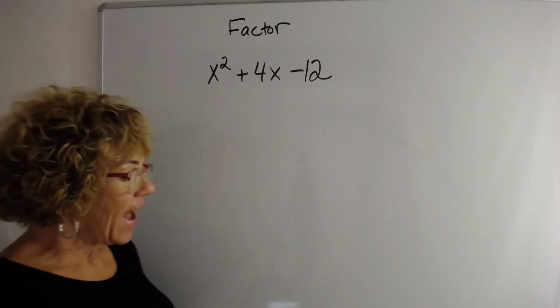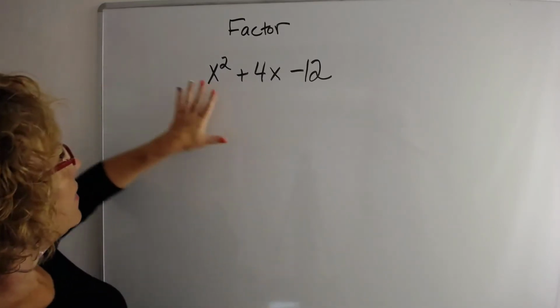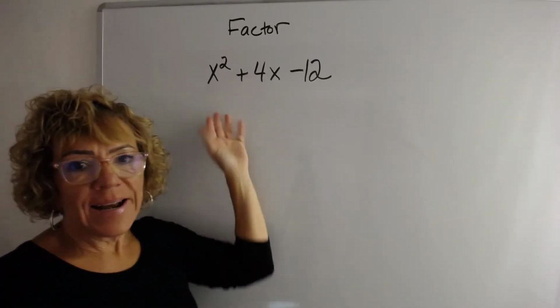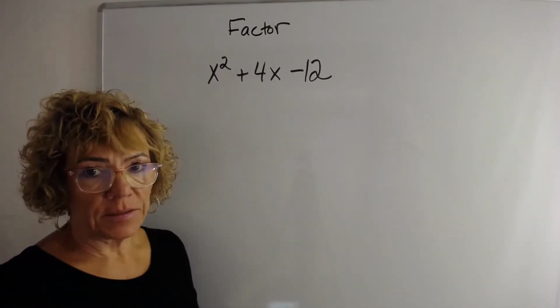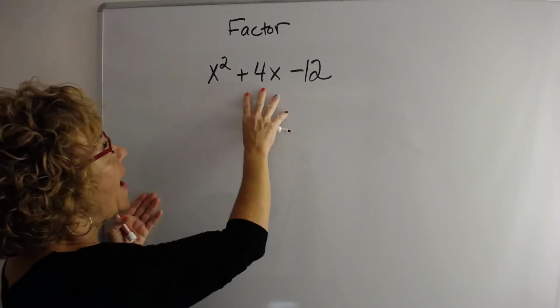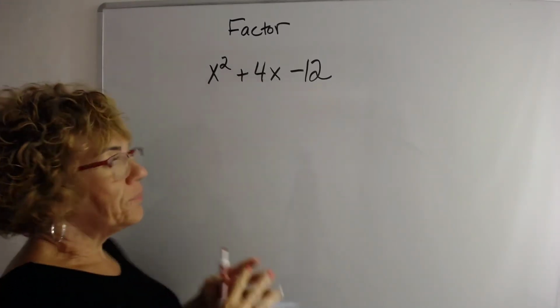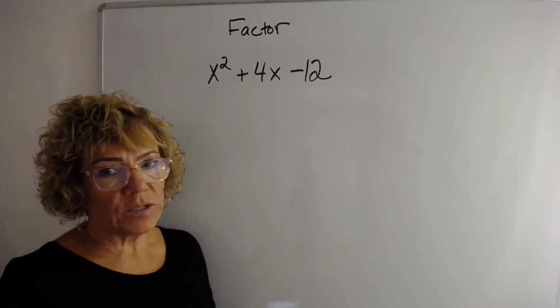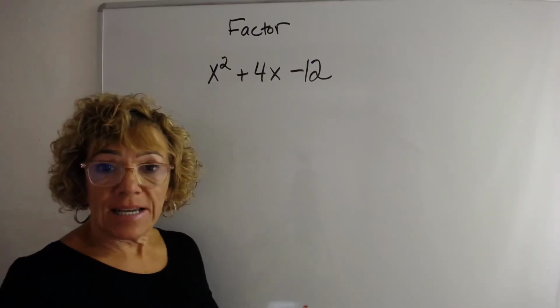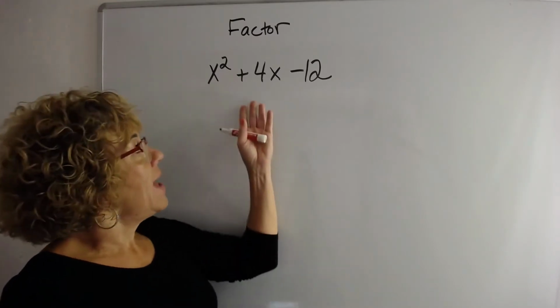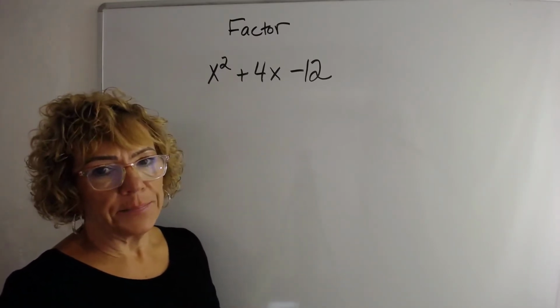Today, we are factoring trinomials where that lead coefficient is 1, and I call these easy trinomials. We're going to factor x squared plus 4x minus 12. Anytime you factor, you always want to make sure to check to see if there's a greatest common factor. And for our trinomial, there isn't.